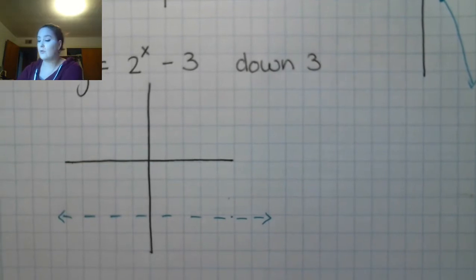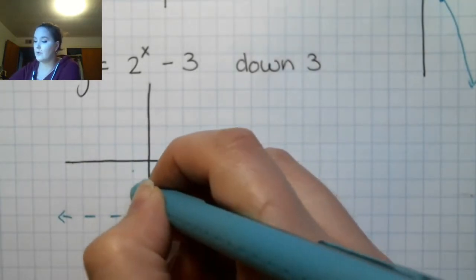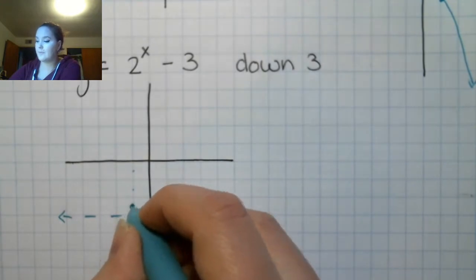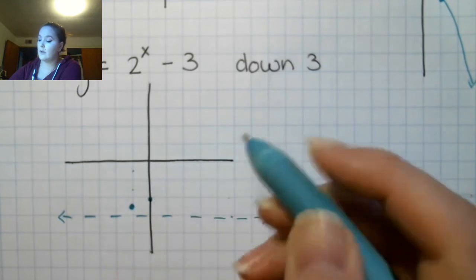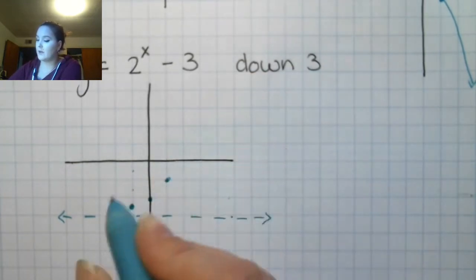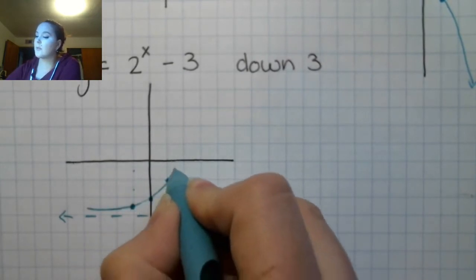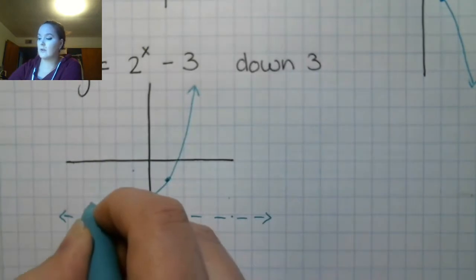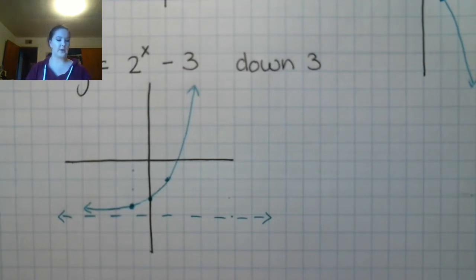Okay, and then we're going to move each of our key points down. So we're going to move this key point down 1, 2, 3. This key point moves down 1, 2, 3. And this key point moves down 1, 2, 3. Okay, and then we draw in the shape of our base graph. All right, let's look at one more transformation.